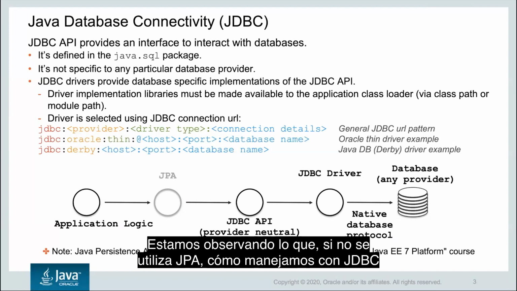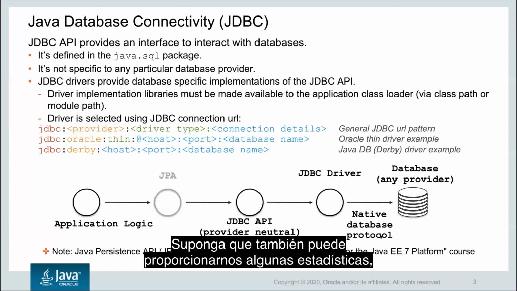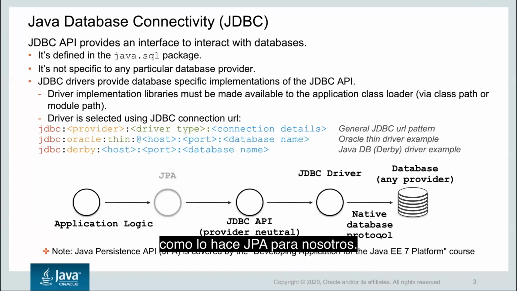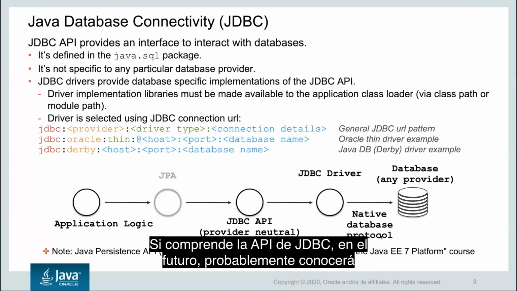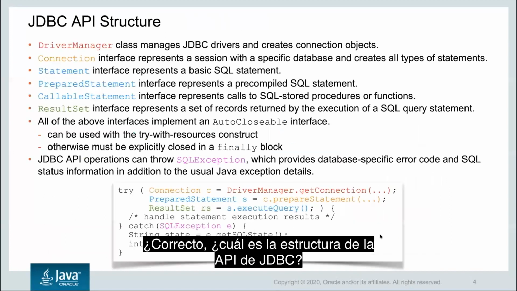Yeah, we're just looking at what if we don't use JPA, then how do we deal with JDBC directly, right? I suppose it may also give us some insight as to what JPA does for us. If you understand the JDBC API, then in the future, you will better understand exactly the type of automations JPA performs for you. Okay, well, what is the structure of the JDBC API?